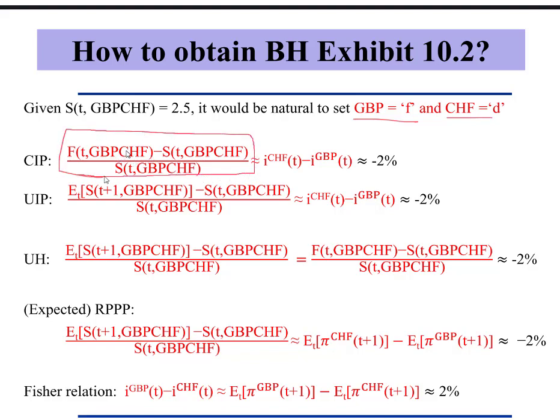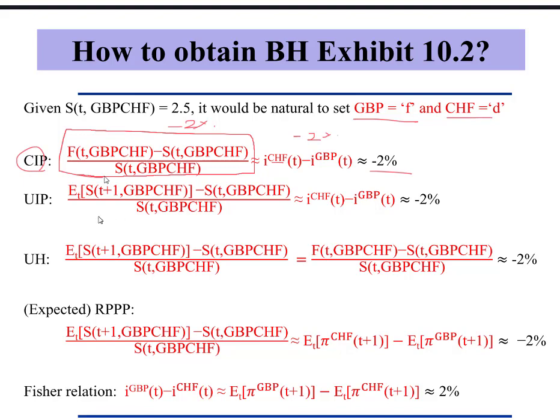This is the forward discount on pound. We know this is minus 2%. And the interest rate differential, be careful, we have Swiss franc first and GBP next. So this is minus 2%. Therefore, CIP implies the forward discount on pound is equal to the interest rate differential between Swiss franc and pound. Both are minus 2%. That's CIP.